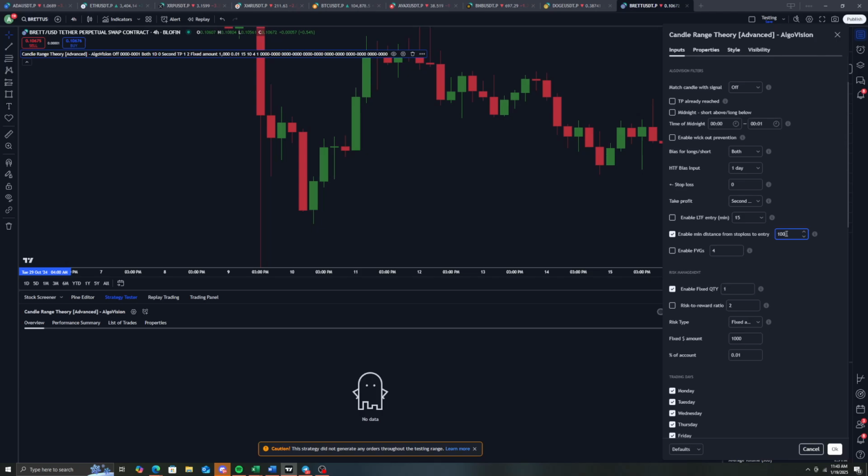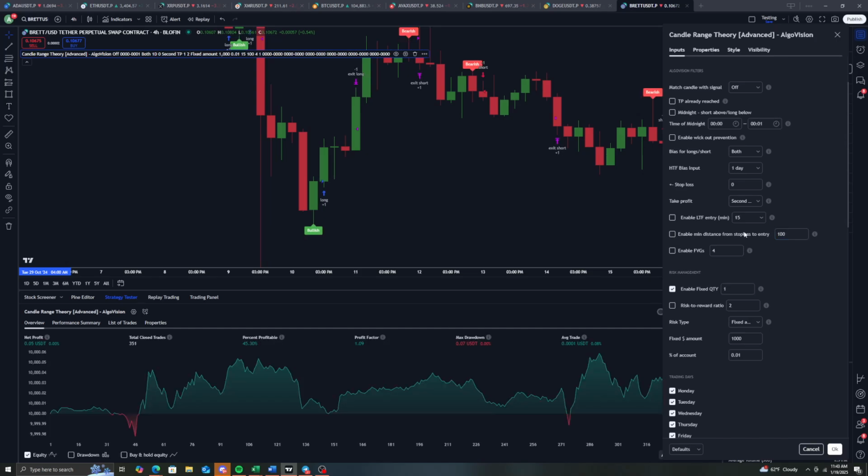And what that would do is verify that your stop loss is at least $100 away from your entry price. So it's going to filter out trades where you're likely to get stopped out because of how close your stop loss is to the entry.